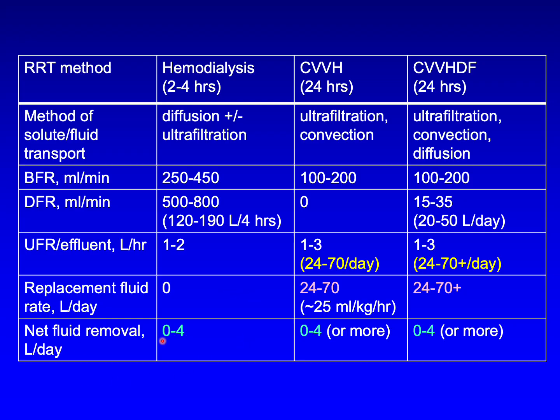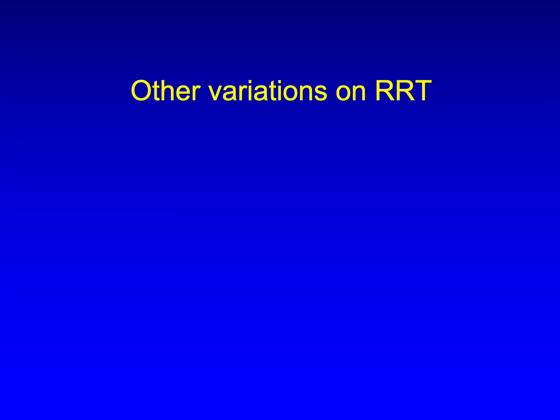Notice that the net fluid removal for all three therapies can be about the same, 0 to 4 liters per 24 hours, except with hemodialysis, you do it all at once. And with the continuous therapies, you stretch it out over 24 hours, which is much easier on the hemodynamically unstable patient. Now here are 3 little variations on the continuous therapies, and you'll probably hear people talk about them, but don't get confused or panicky.